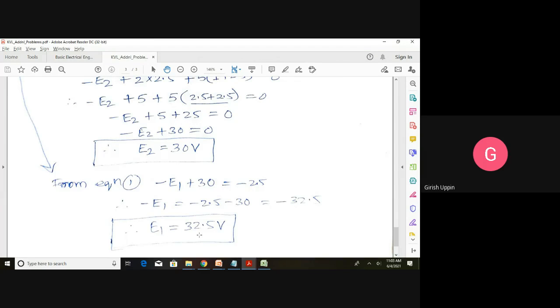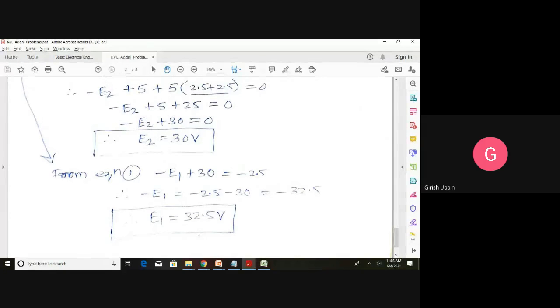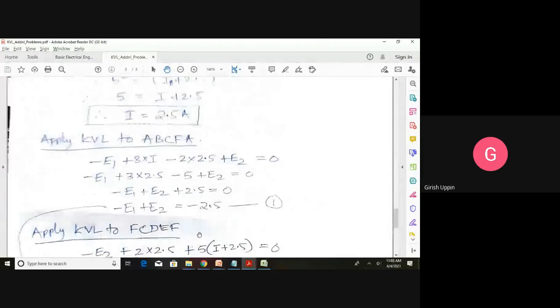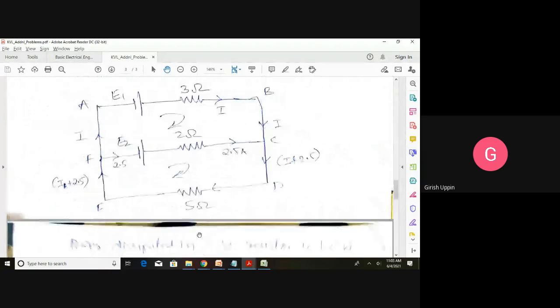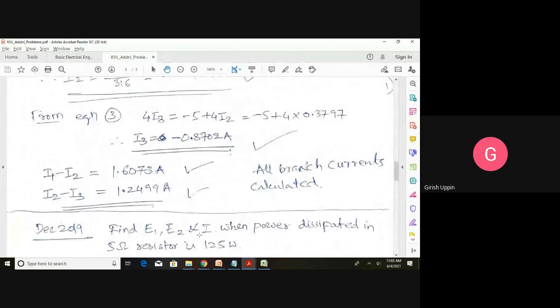So this is the one problem from the question paper. Any doubts here? What I will do, I will put this PDF in your classroom so that if you have not noted it down, you can open the PDF and note down the problem.